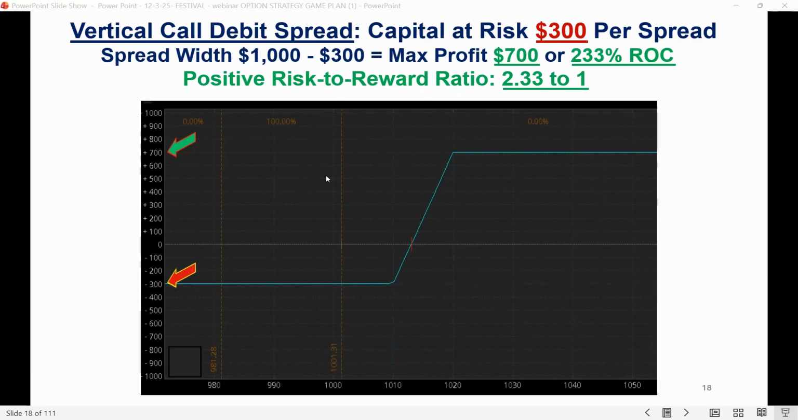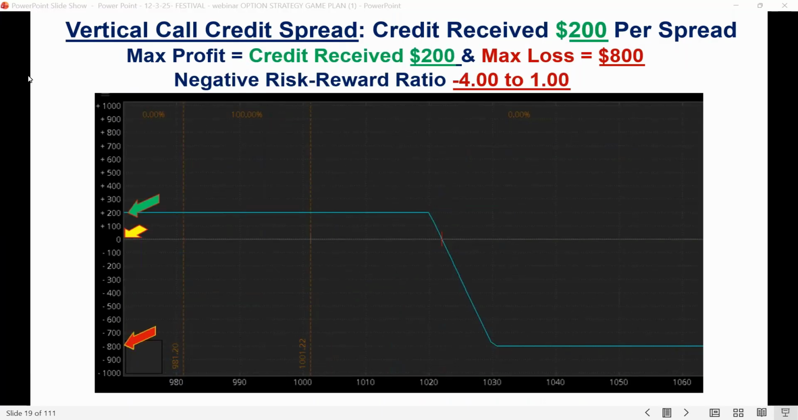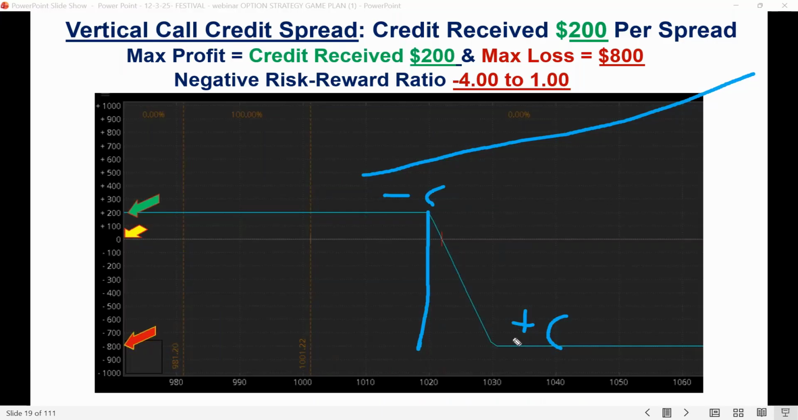Now, when you do the vertical credit spreads, though, these are what we call a negative risk ratio trade. And you're going to see here in this example, let's say you're short this call, this 1020 call here, and then to cap the upside risk in case it keeps going up, you buy that upside call above it, the 1030 call. So again, this is a $10 wide spread, or $1,000 wide spread.